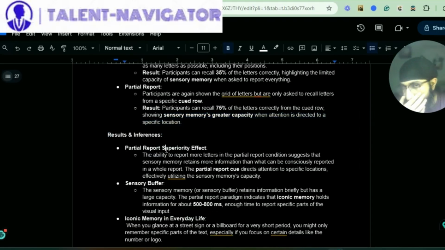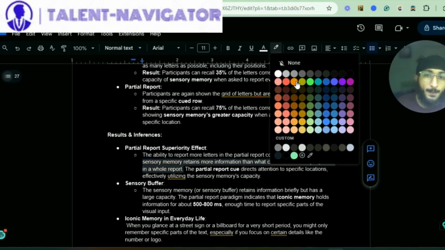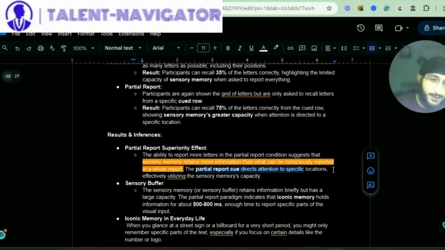So, results and inferences: partial report superiority effect. The ability to report more letters in the partial report condition suggests that sensory memory retains more information than what can be consciously reported in a whole report. The partial report queue directs attention to specific locations, effectively utilizing the sensory memory's capacity.